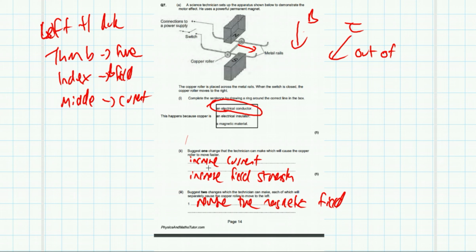And it suggests two changes. So your second change that you would do is to reverse the connections to the power supply, because you want to swap over the battery. So for that one, you would have that wire there and that wire there, and that will change the direction of it.